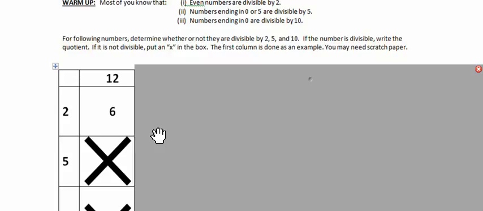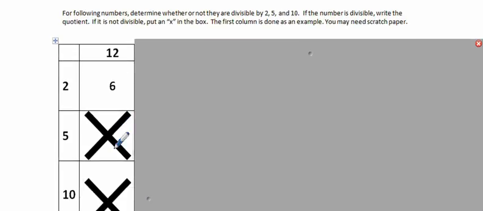So here is the first column. And the first column that we have here is, does 2 go into 12? And yes, it does go into 12, so therefore you can say 12 is divisible by 2. The quotient, the answer, how many times does 2 go into 12, is 6 times. Is 12 divisible by 5?